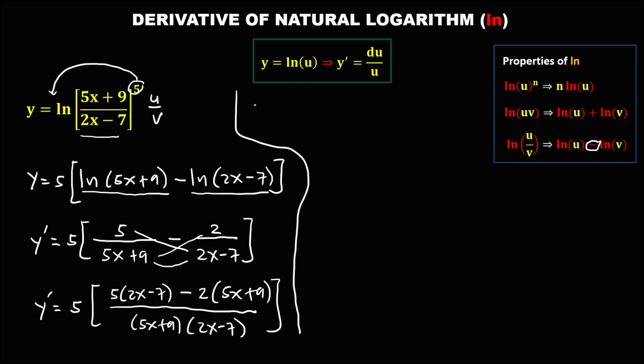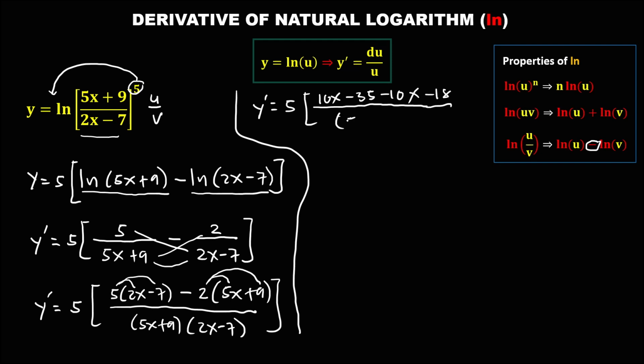To simplify, y prime equals, again just bring down the constant 5, then times, simplify first what is inside the parentheses. Multiply: this one is 10x, that's negative 35. This one is negative 10x, negative times positive, that's negative 18. Then just bring down the denominator, so 5x plus 9 times 2x minus 7.